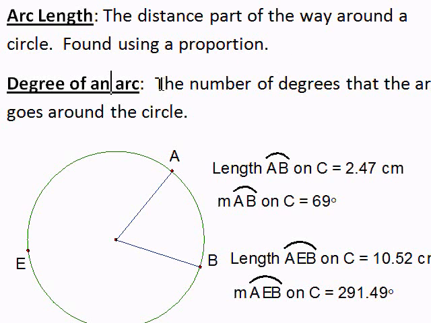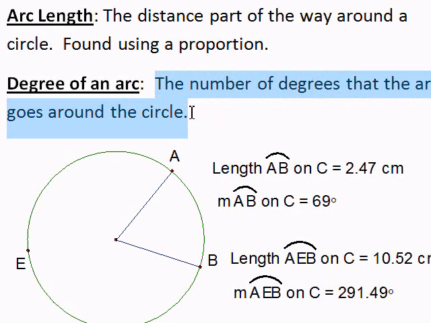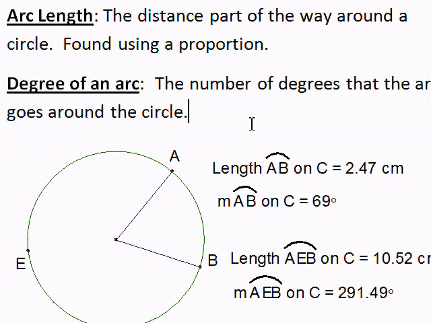The degree of an arc is the number of degrees that the arc goes around the circle. Now, that's not a real technical definition. It just lets you know that it's part of the way around a circle. Remember, a circle is 360 degrees totally around. So let's take a look at a couple of examples of arc length and degree of an arc listed.